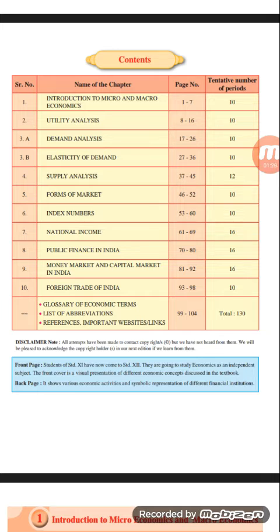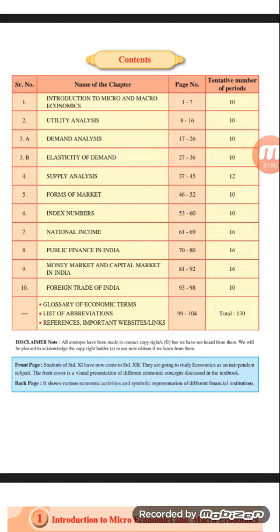Money market and capital market, this was there in the old syllabus. Again this chapter has been repeated here. And the 10th chapter, that is the foreign trade of India, this is also a new chapter which has been introduced in the new syllabus. So a total of 4 chapters have been newly introduced in the new syllabus, and all the rest have been repeated from the old syllabus.